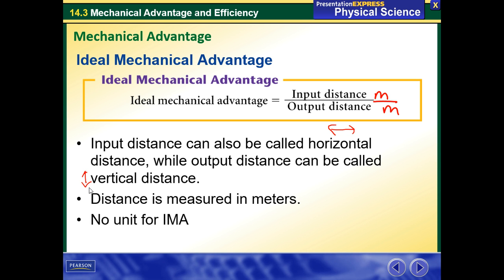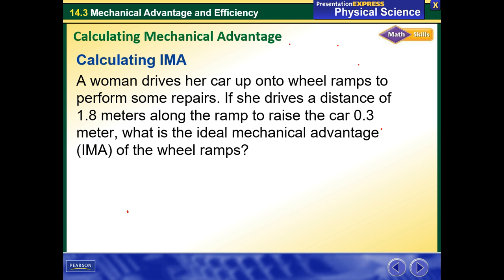If we think back to units, distance is measured in meters, which is given as a lowercase m. And because we're taking meters divided by meters, these cancel again, so IMA does not have a unit. If we look here at an example of IMA, let's write our equation up here so we know it. IMA equals input distance divided by our output distance.